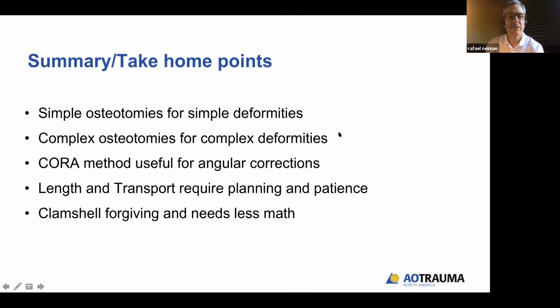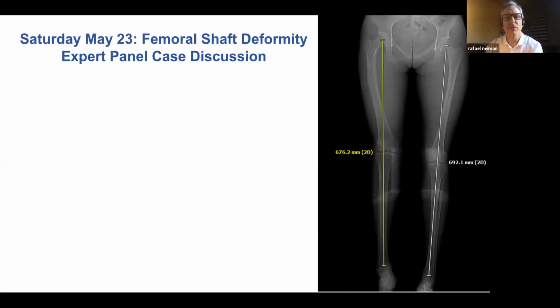We'll summarize. The take-home points of this whole module, the Saturday and today, were to keep the simple things simple, and complex things for the complex deformities. The clamshell is in some ways forgiving, and you need less math in order to correct it. This Saturday, we're going to have another expert panel discussion with some hard cases on rotation, angulation, length, clamshell. So I recommend that you register for that.